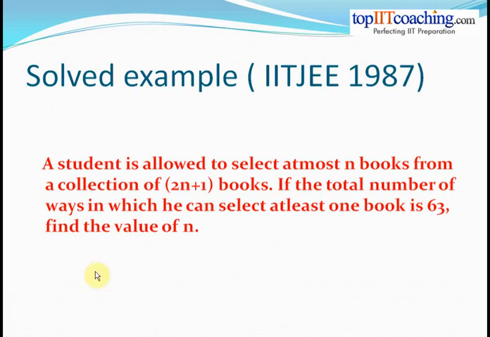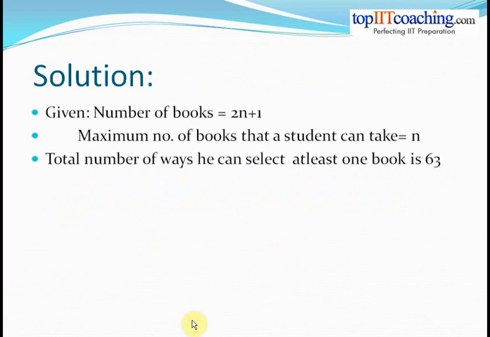Now what has been given is, the number of books is equal to 2n plus 1. The maximum number of books that a student can take is equal to n, and the total number of ways he can select at least one book is 63. This is the information that is given to us.